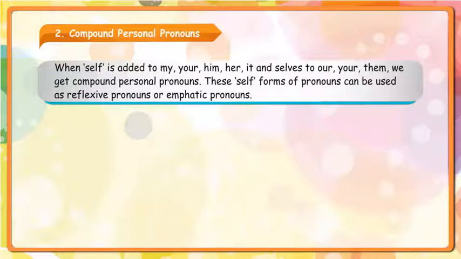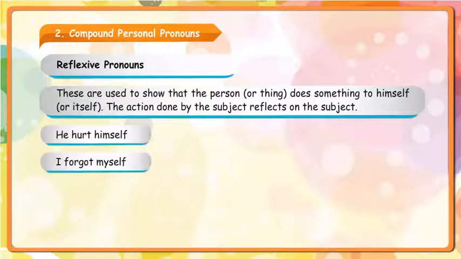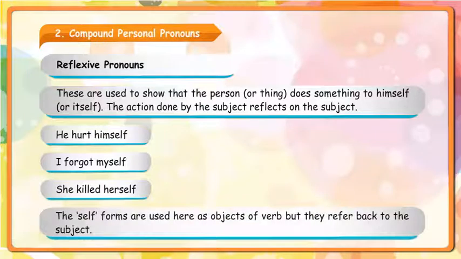Compound personal pronouns. When self is added to my, your, him, her, it, and selves to our, your, them, we get compound personal pronouns. These self forms of pronouns can be used as reflexive pronouns or emphatic pronouns. Reflexive pronouns. These are used to show that the person or thing does something to himself or itself. The action done by the subject reflects on the subject. He hurt himself. I forgot myself. She killed herself. The self forms are used here as objects of verb, but they refer back to the subject.